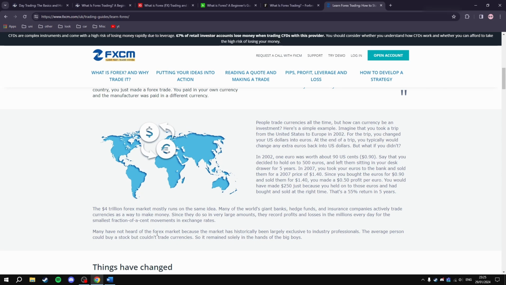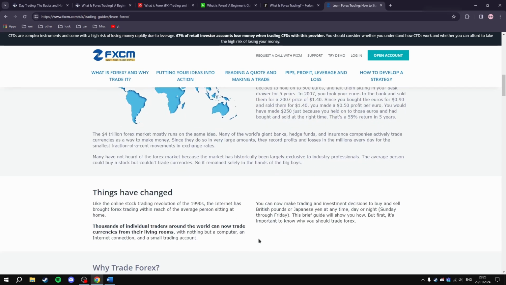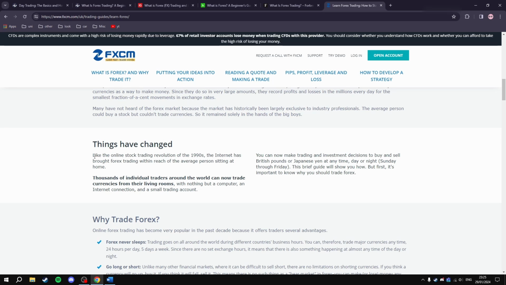Many have not heard of the Forex market because the market has historically been largely exclusive to industry professionals. The average person could buy a stock but couldn't trade currencies, so it remained solely in the hands of the big boys. Things have changed. Like the online stock trading evolution in the 1990s, the internet has brought Forex trading within reach of the average person sitting at home. Thousands of individual traders around the world can now trade currencies from their living rooms.